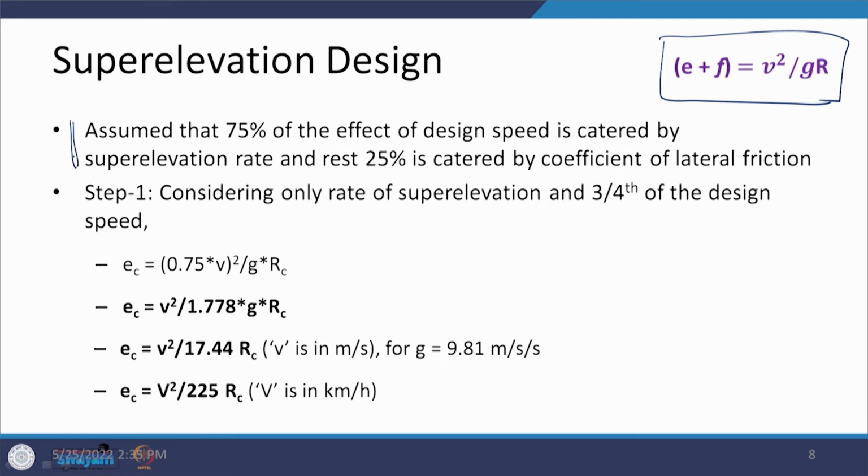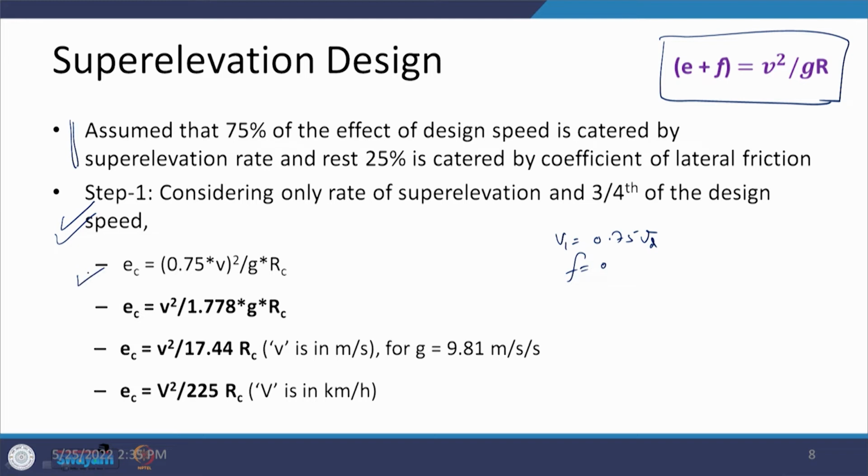Now, with this assumption we start working. Let us first talk about the first condition of 75% of the effect of the design speed, and when we consider that in step 1, then our V becomes equal to 0.75 V design and F is not being considered because we are trying to see that if all of the effect has gone to E, then whether E is able to sustain that or not.